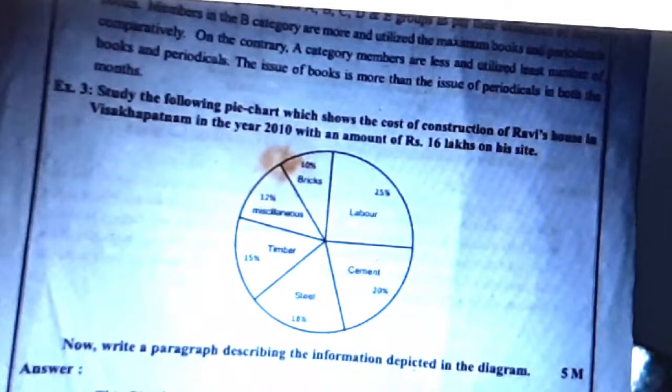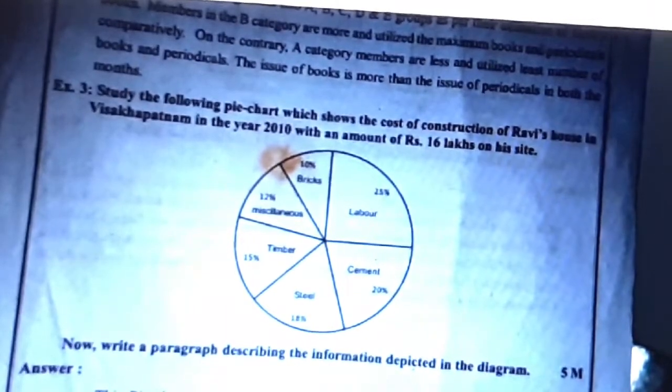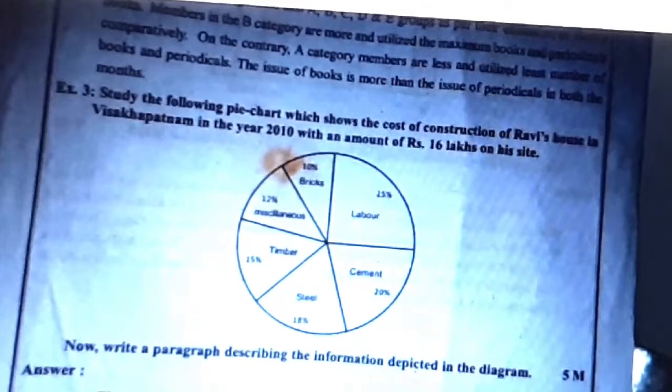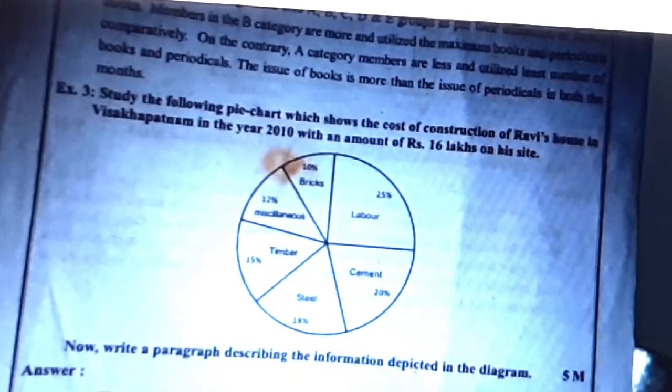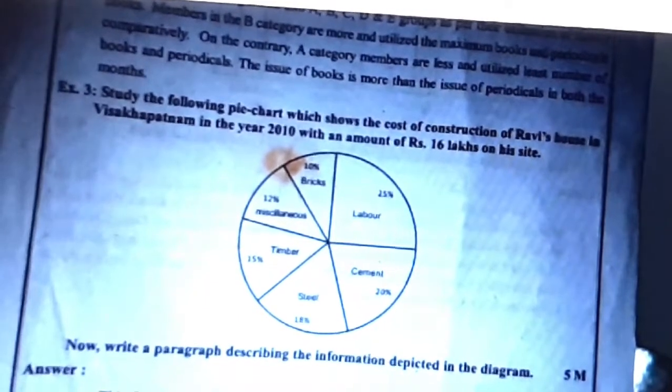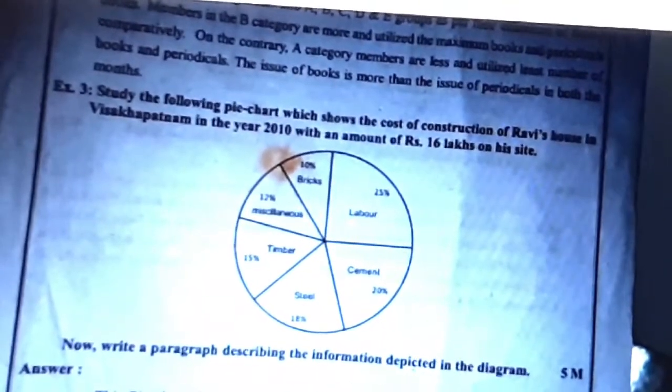After that, write whatever is given. This is the third line. Here it shows the cost of construction of Ravi's something. Write all that line. Okay, that is the third line.